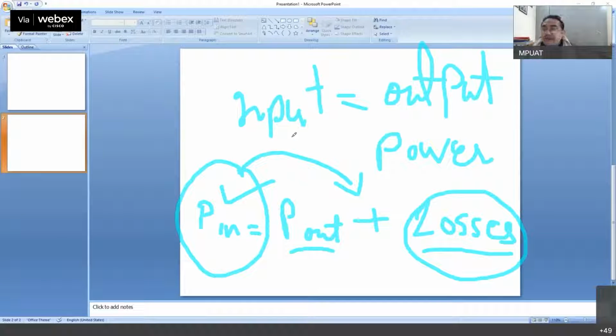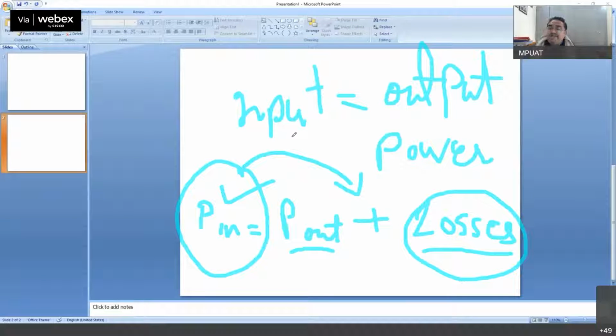So via magnetic field at constant frequency, that is at the same frequency. If the input has 50 hertz, then the output will also have 50 hertz. If the input has 100 hertz, the output will also have 100 hertz. And one more important thing, the shape also remains the same. If the input is sinusoidal, the output is also sinusoidal. So shape and frequency remain the same in a transformer.